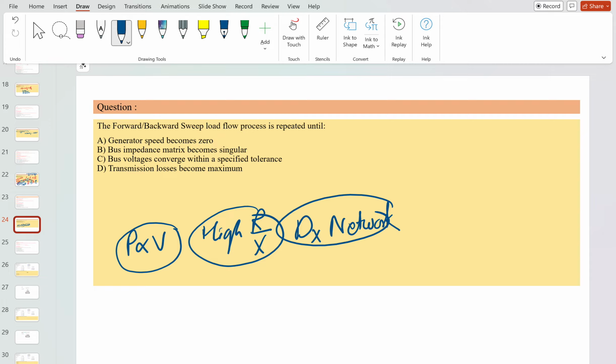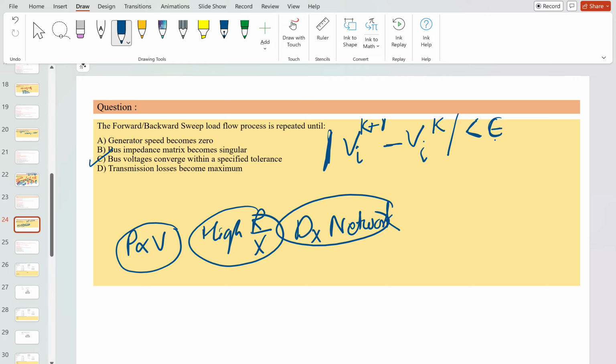Okay, so I got mostly all the answers as option C. That's correct, because we already know that the mod of Vi, suppose the ith bus is there, at iteration k plus 1, means if it started from the kth iteration, then second, third. So the previous iteration, that is Vi of k, the difference should be less than epsilon. Epsilon is basically the tolerance band, which can be specified as 0.001 or lower than that.